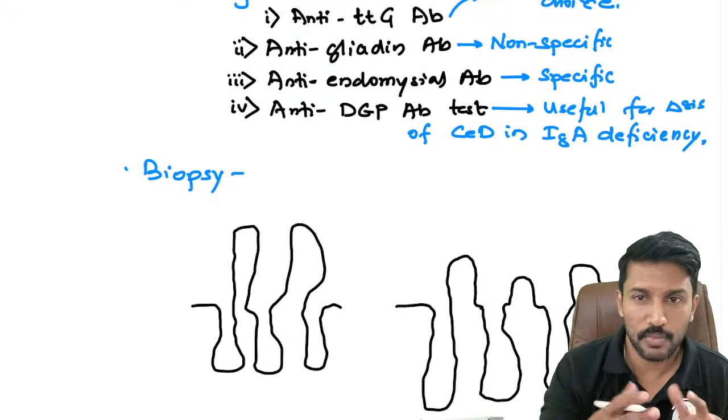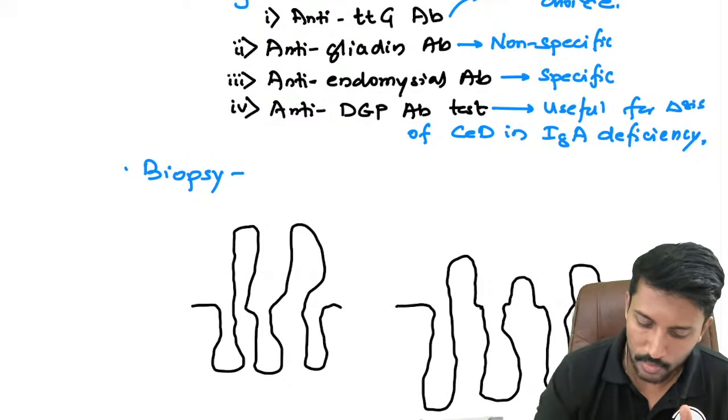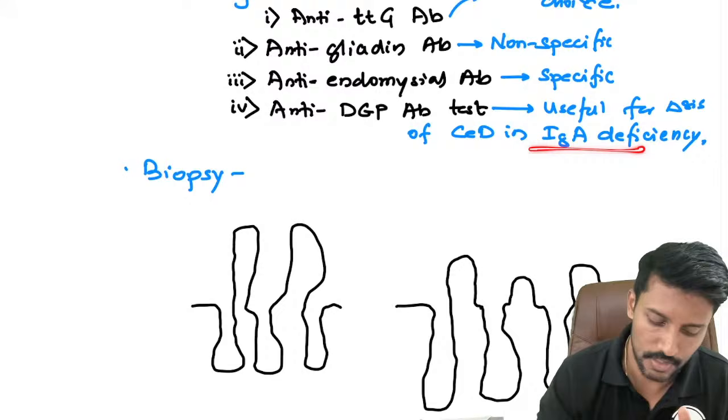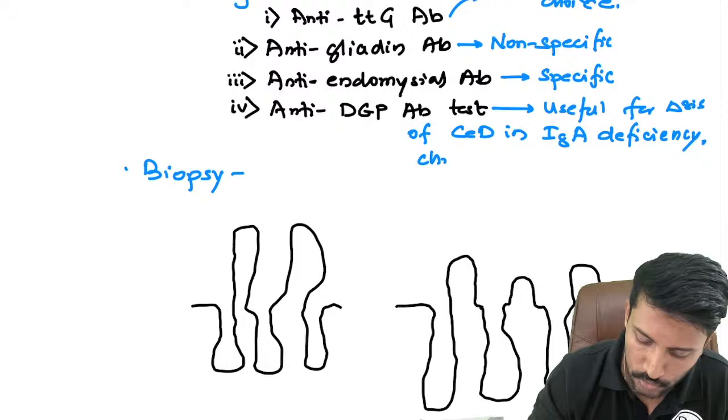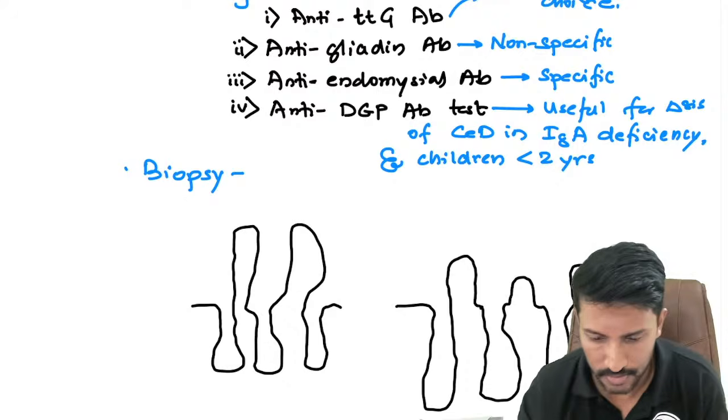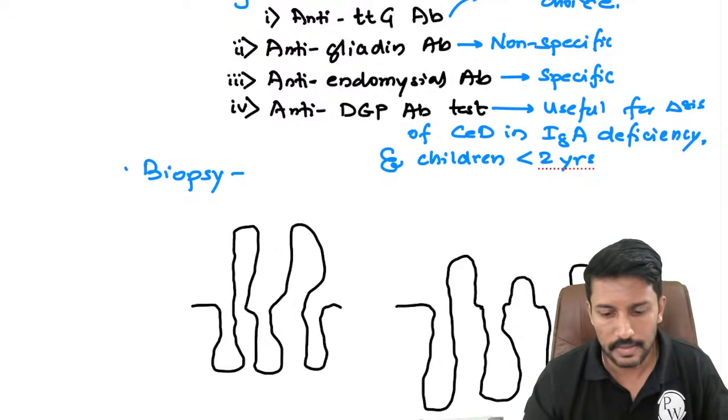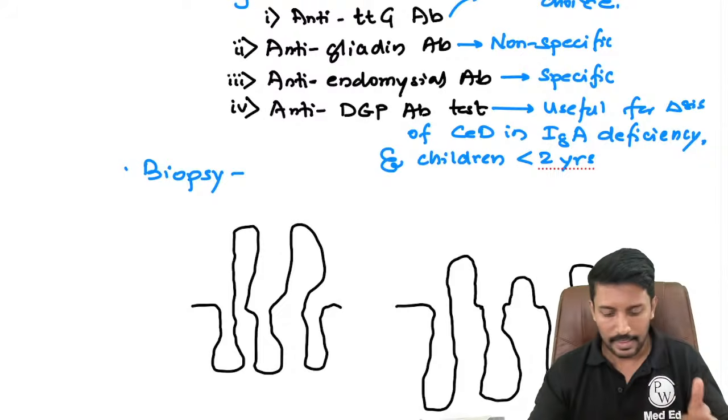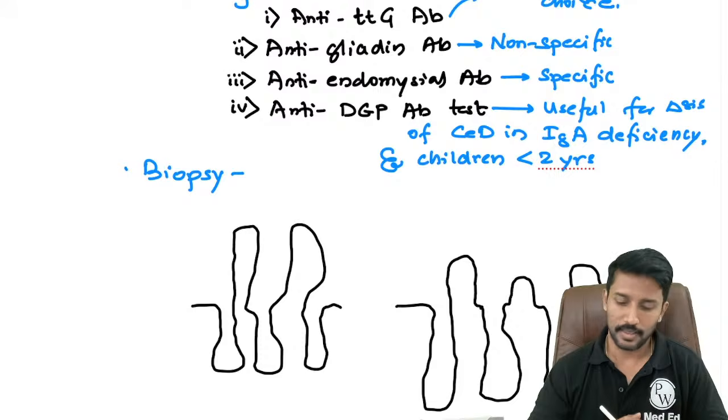Of course, it is again going to be IgG, not IgA, because if I'm talking about IgA deficiency, it can't be an IgA antibody. And it is also a useful investigation in children less than 2 years. Right? That is deaminated gliadin peptide.